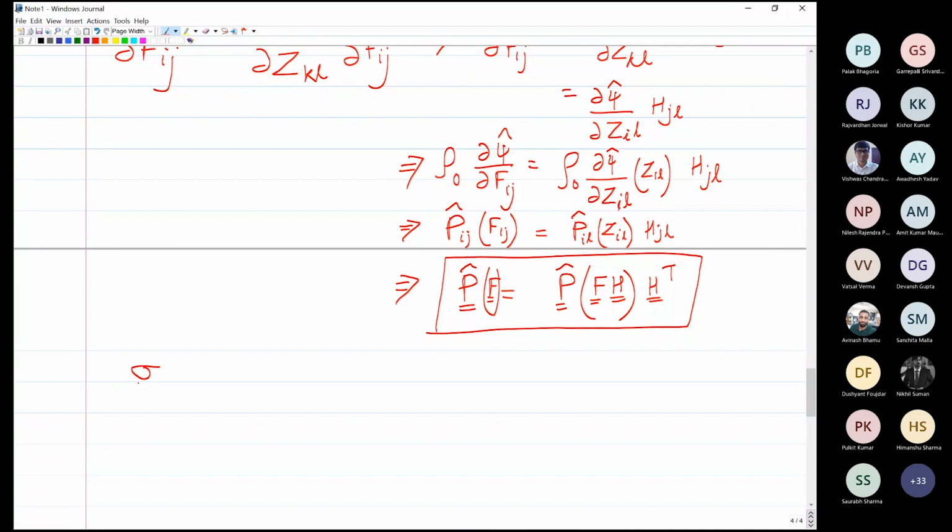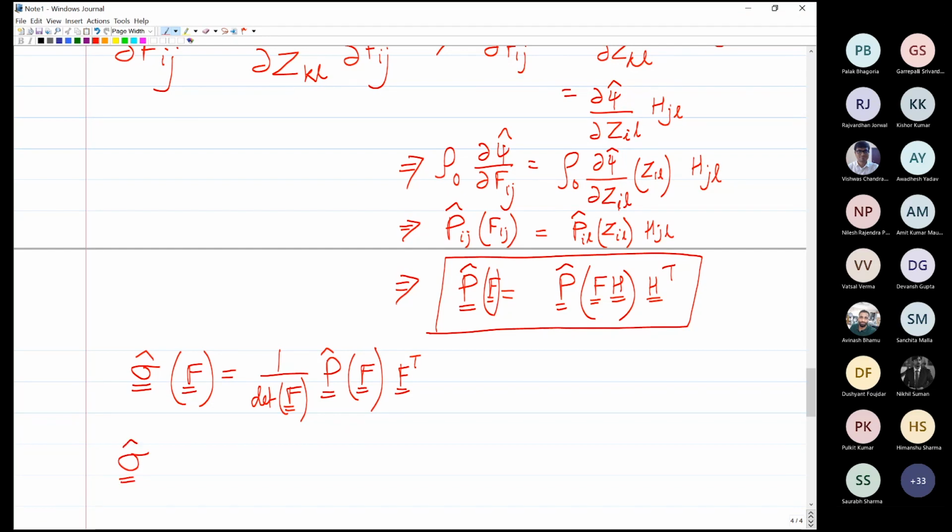So sigma hat of F, we know that this is 1 over J, and J is det F, right? So I'll write that also, 1 over det F into P hat of F into F transpose. Is that correct?